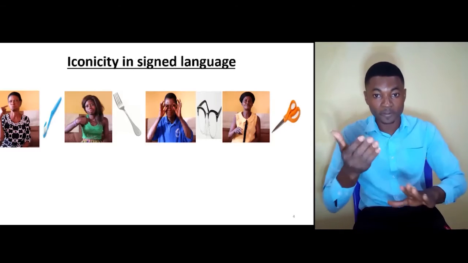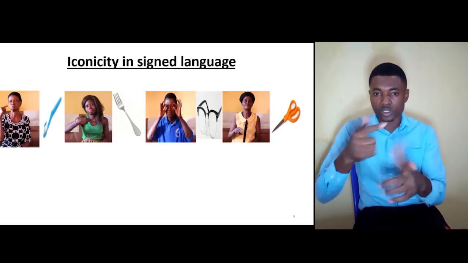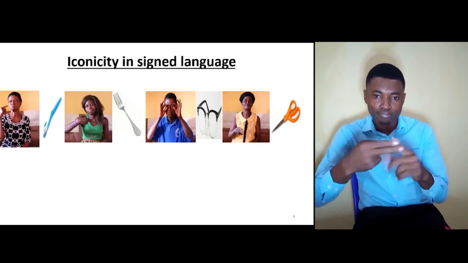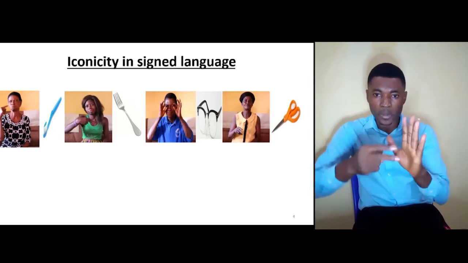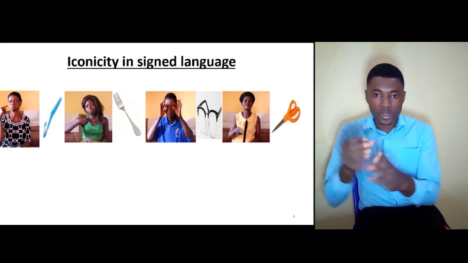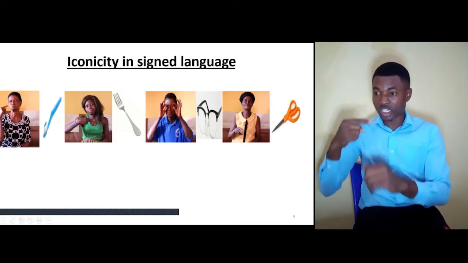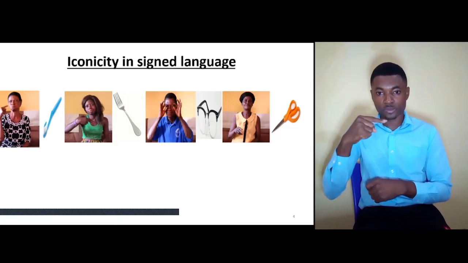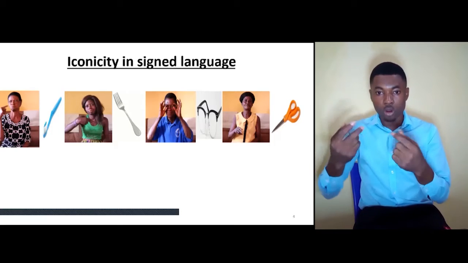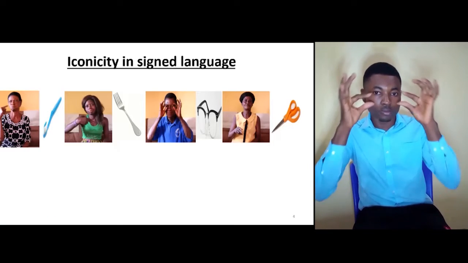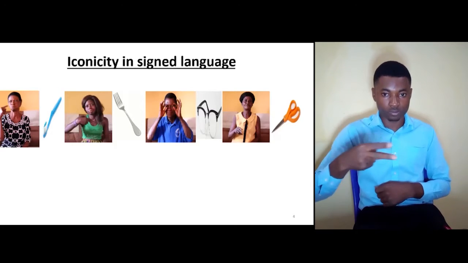Research on iconicity in sign language has mostly focused on lexical iconicity, whereby we show form-meaning resemblance mapping between lexical items or individual items. On your screen, you see toothbrush signed with the index finger, fork with the index finger and the middle finger, spectacles with the thumb and the index finger around the eye, and scissors with the index finger and the middle finger moved back and forth as if cutting an object.